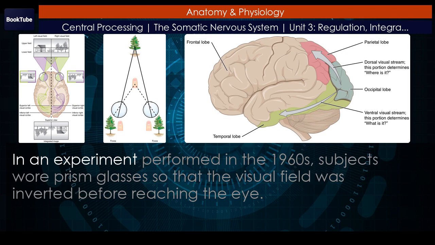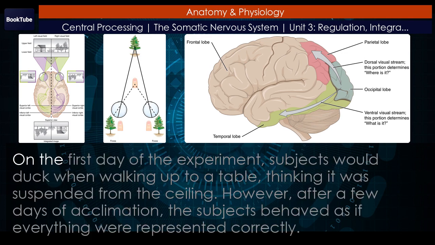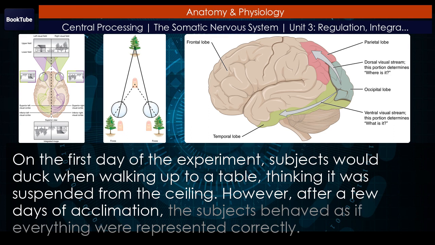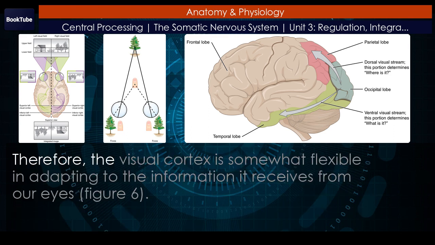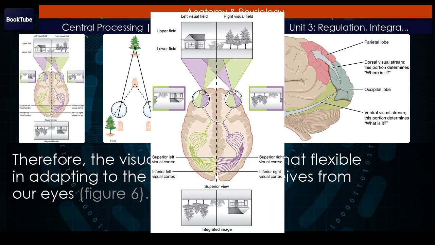In an experiment performed in the 1960s, subjects wore prism glasses so that the visual field was inverted before reaching the eye. On the first day of the experiment, subjects would duck when walking up to a table, thinking it was suspended from the ceiling. However, after a few days of acclimation, the subjects behaved as if everything were represented correctly. Therefore, the visual cortex is somewhat flexible in adapting to the information it receives from our eyes. Figure 6.